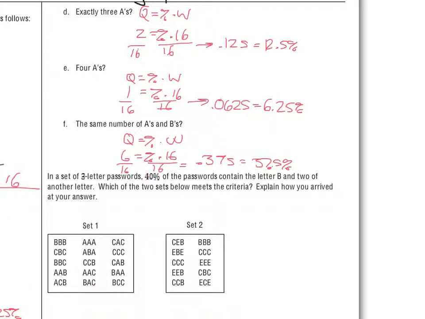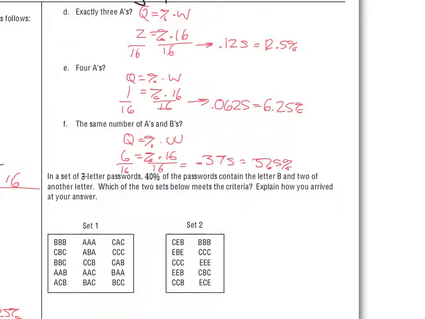Alright, so looking at these 3, I count that there are 2 combinations that have exactly 3 A's. There's only one combination that has all 4 A's, and there are 6 that have 2 A's and 2 B's, the same number of A's and B's.